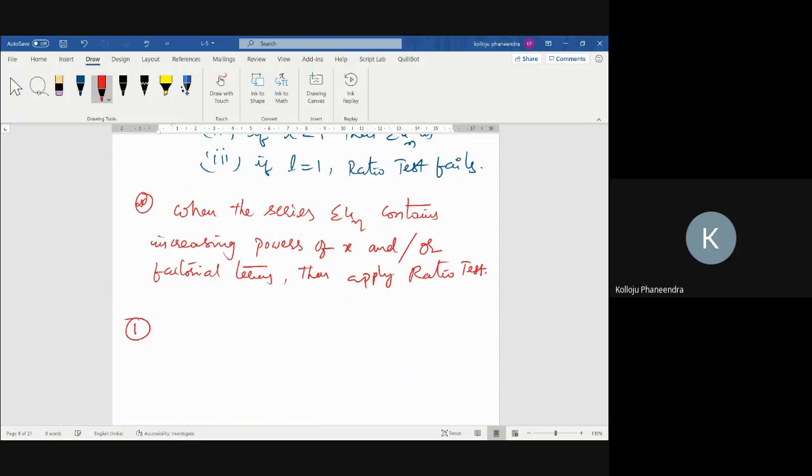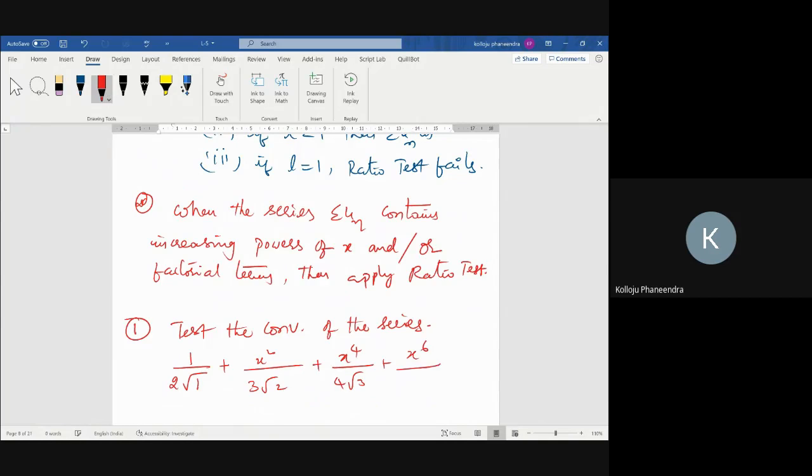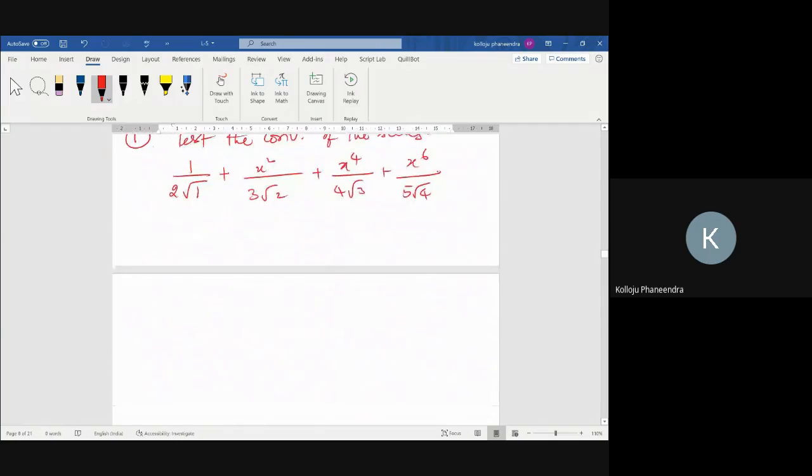Take one problem. Test the convergence of the series: 1 by 2 under root 1, x square by 3 under root 2, x to the power of 4 by 4 under root 3, x to the power of 6 by 5 under root 4. Okay. Now solution.